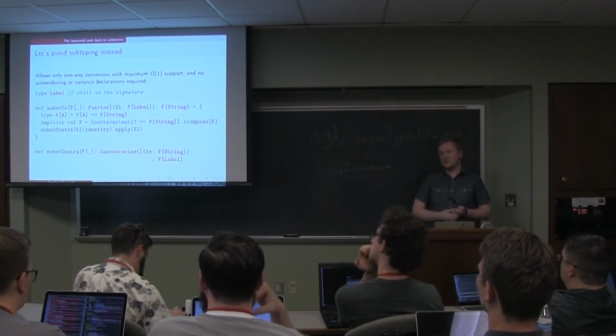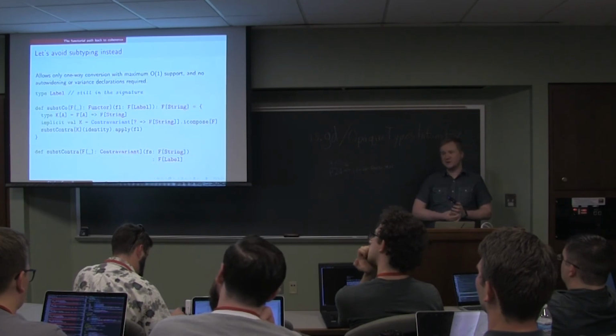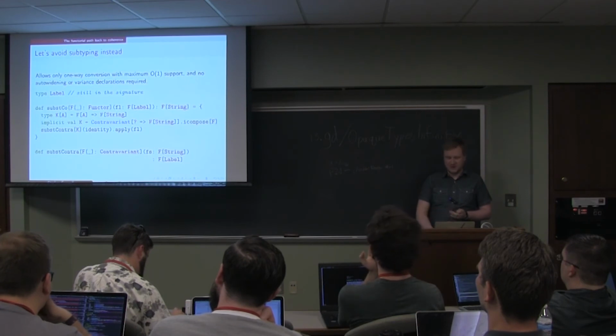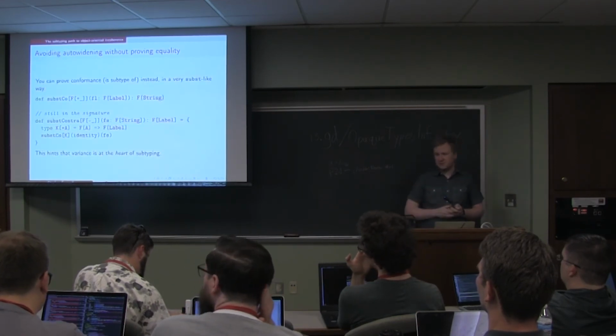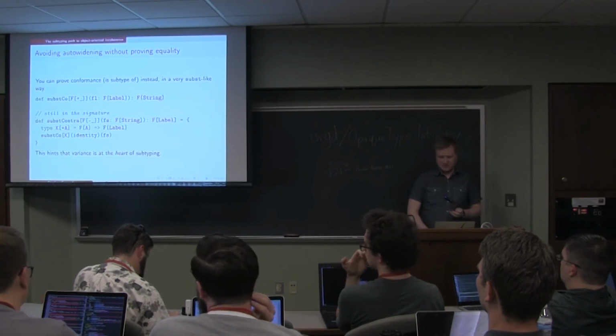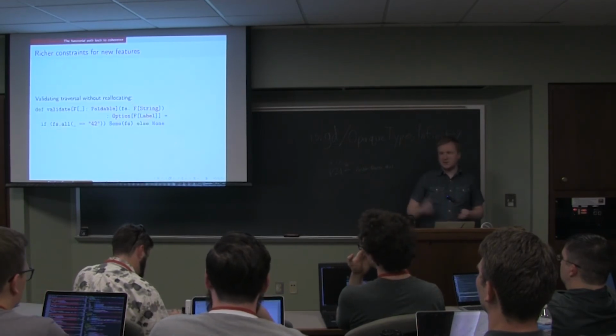Because if I have a functor constraint, I also can't use it to prove type equality, just like with the covariant or contravariant annotations from this version. Does that cover your question? Okay, great. Anything else before we move on?